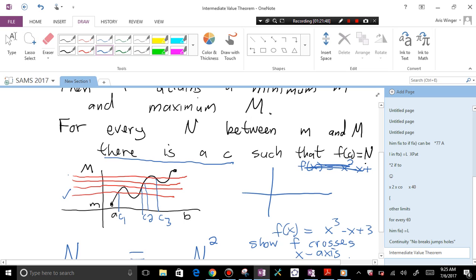Oh, this looks familiar now, right? How did I show f crosses the x-axis? Now, there are two ways to do this. You can either go ahead and set this equal to 0 and solve. Can't do that. You can make that extra credit if you want. There's a formula for cubics, I think. You could look it up, right? Or you could say, well, look, f of 0 is 3, right? f of negative 5 is negative 100.